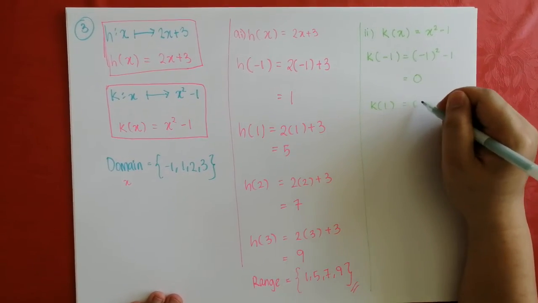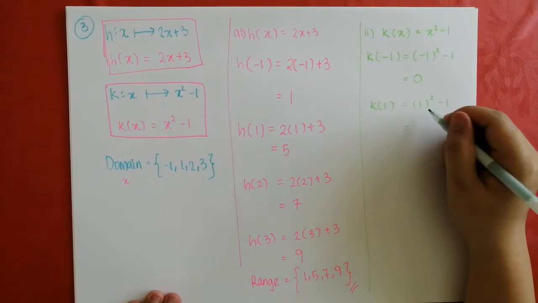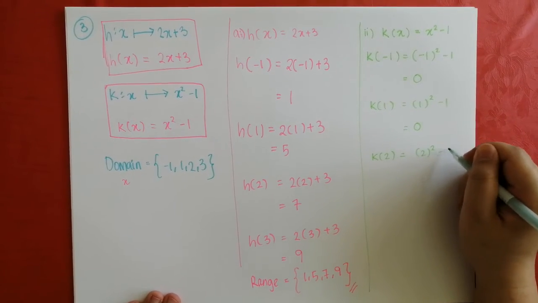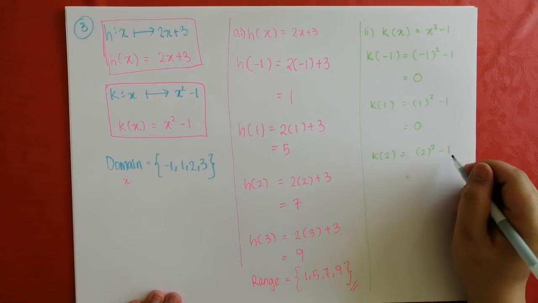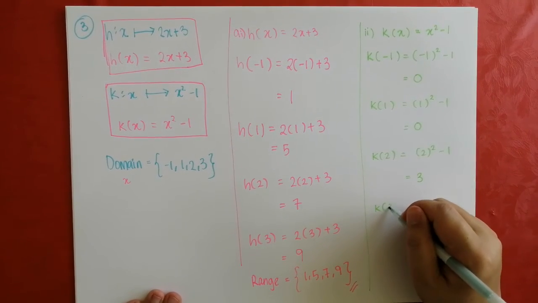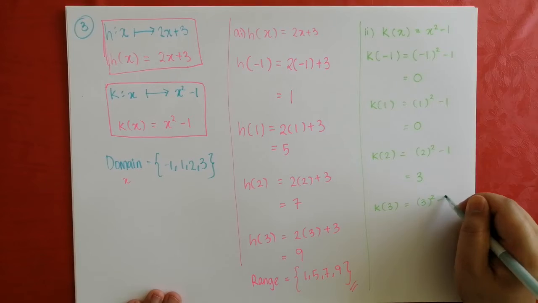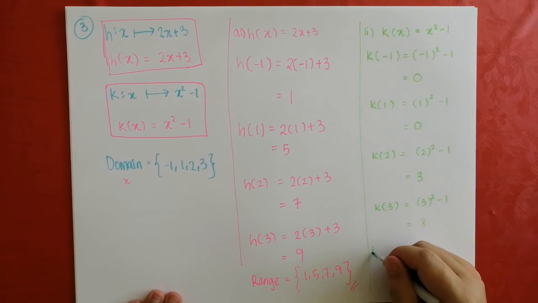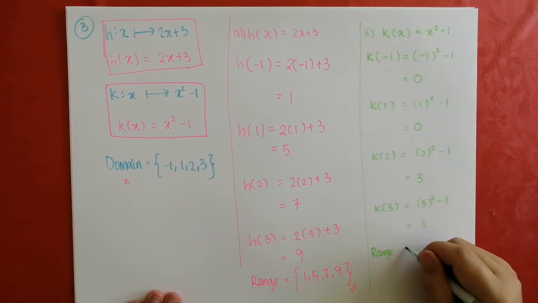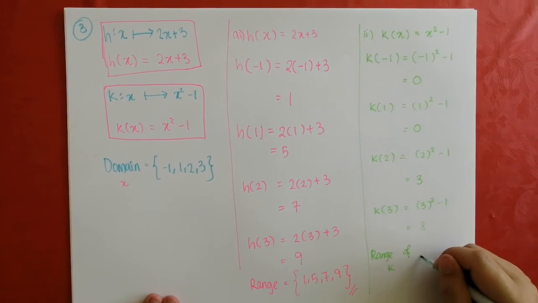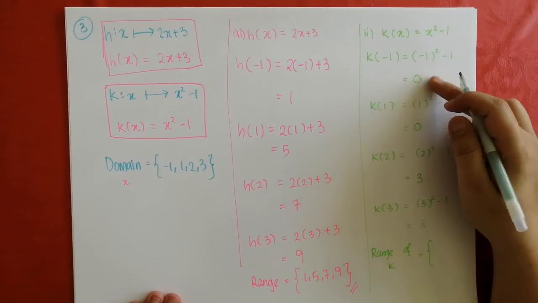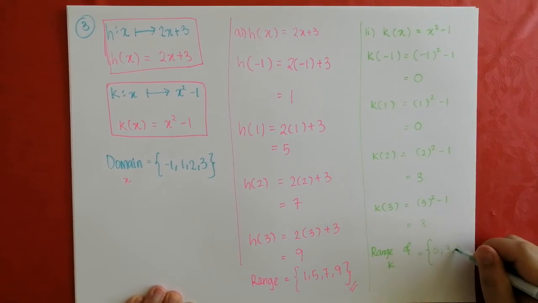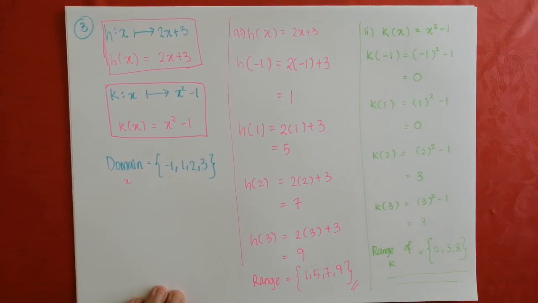k of 1 will be 1 square minus 1. 1 square is 1, minus 1, 0. k of 2 will be 2 square minus 1. So 2 square is 4, 4 minus 1, 3. Then the last one, k of 3 will be 3 square minus 1. 3 square is 9, 9 minus 1 is 8. So therefore, the range of k, because we have repeated range values, we only write it once, so it goes 0, 3, and 8. That will be your range of k.